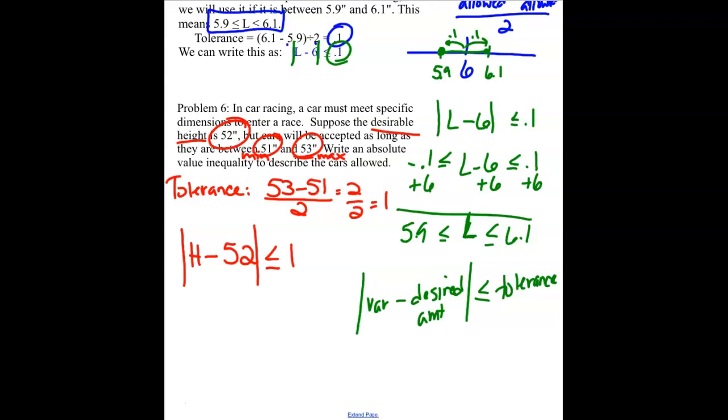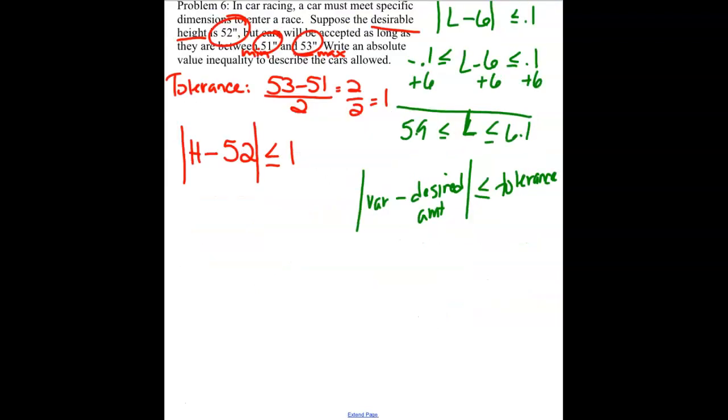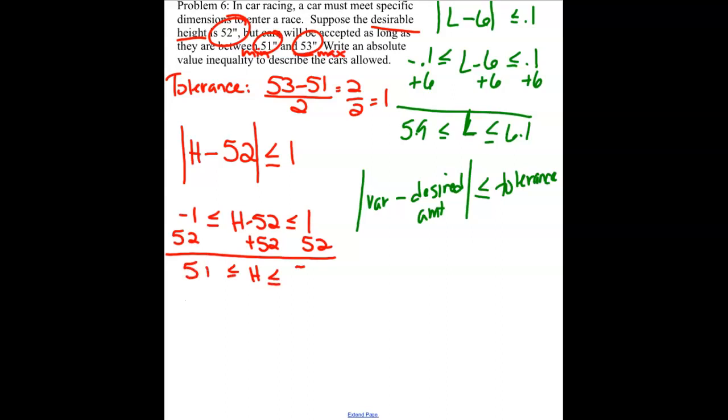Again, if you check how you've set it up, breaking out of jail here, we would say h minus 52 has to be in between the positive and the negative version. Adding 52 to all sides here says our height has to be between 51 and 53, which is what we were told in the initial problem.